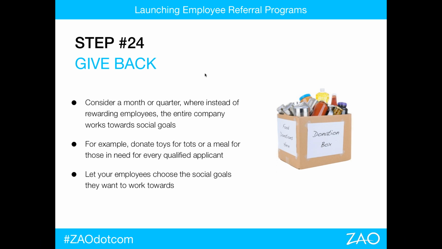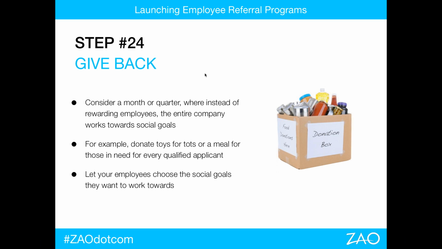And finally, sort of as a final note in terms of varying promotions and varying rewards, we recommend considering a month or a quarter where, instead of rewarding employees with cash or prizes, the entire company works towards social goals. So let your employees choose the social goal that they want to work towards, or pick one that the company likes to support. It could be donation of toys for tots or a meal for those in need. And you can decide it doesn't need to be for a hire, obviously.